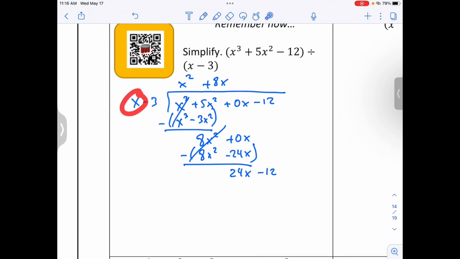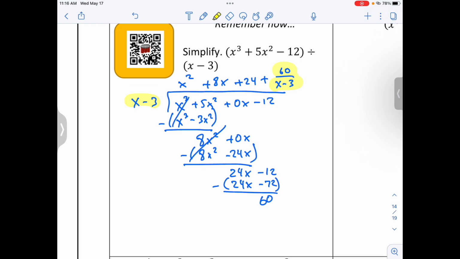And finally, we're going to divide x into 24x, so that's plus 24, and multiply that 24 times x minus 3, and then subtract it off, and get a positive 72 with a minus 12 is positive 60, and that is our remainder. And we'll want to write that remainder. Perhaps you've written remainder with an R, but we do want to write that remainder over what we divided by, and that's going to be an important part of the step of using this with calculus.